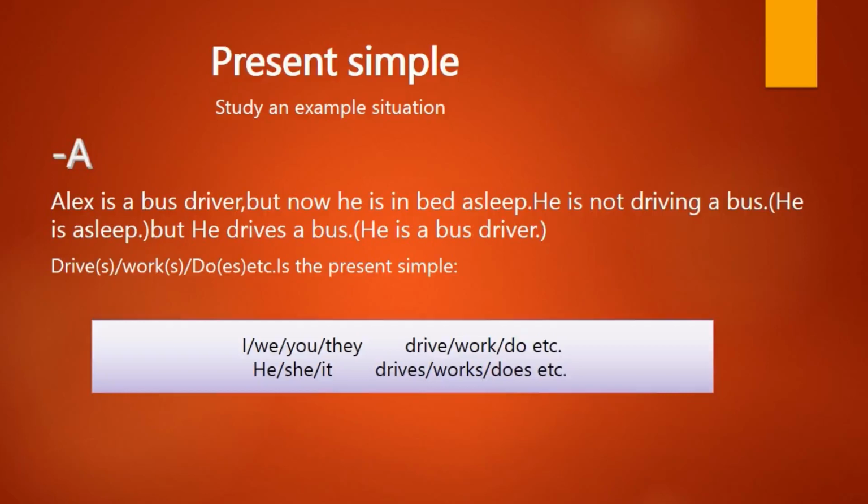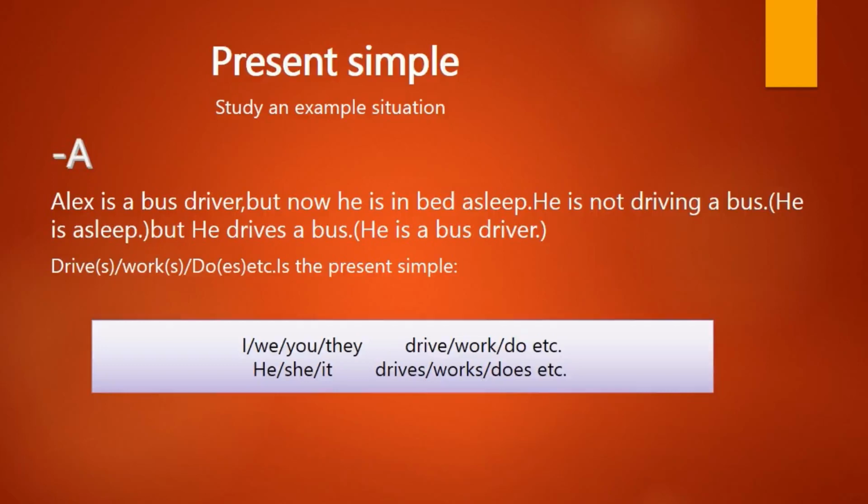Alex is a bus driver, but now he is in bed asleep. He is not driving a bus, he is asleep, but he drives a bus. He is a bus driver. Here, Alex is third person singular. That's why after Alex we use the be verb is. And after third person singular we use verb plus s or es.